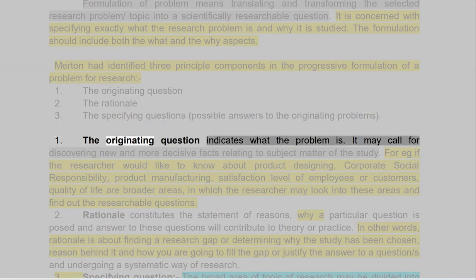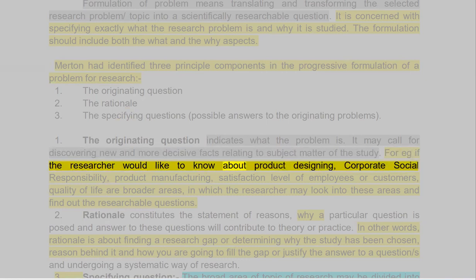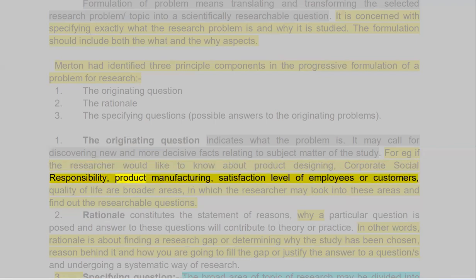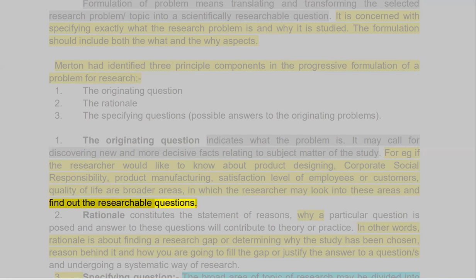1. The originating question indicates what the problem is. It may call for discovering new and more decisive facts relating to the subject matter of the study. For example, if the researcher would like to know about product designing, corporate social responsibility, product manufacturing, satisfaction level of employees or customers, quality of life, these are broader areas in which the researcher may look and find out the researchable questions.